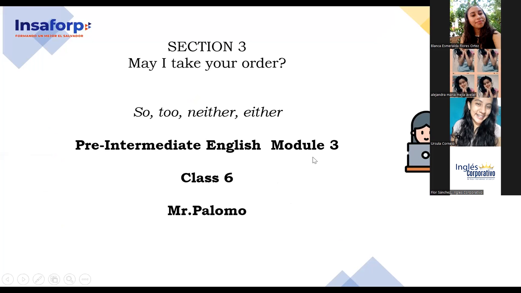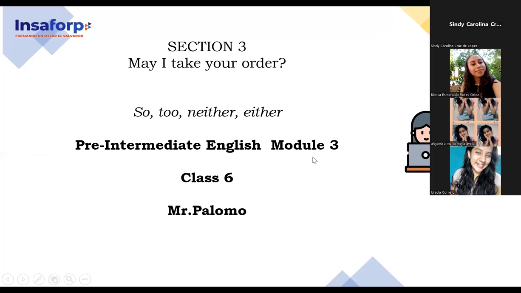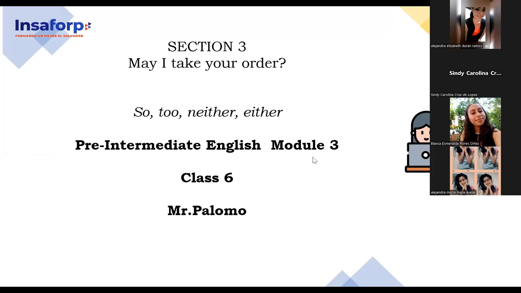As you may know, we're working with section number 3. May I tell you order? That's the title of this section. On today's class, we're going to work with so, too, neither, and either. So we're going to take a look at different examples and how we use these in English, okay? We're going to have class number 6. Welcome, this is pre-intermediate English, module number 3.